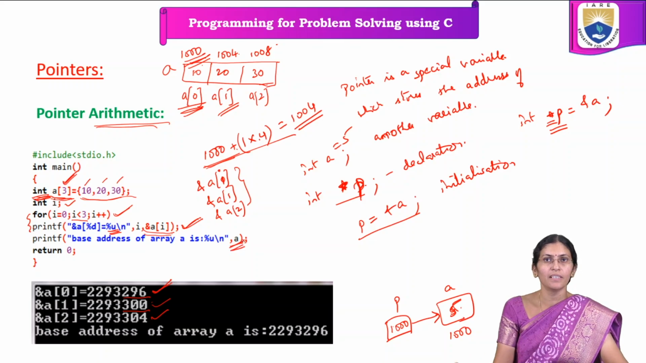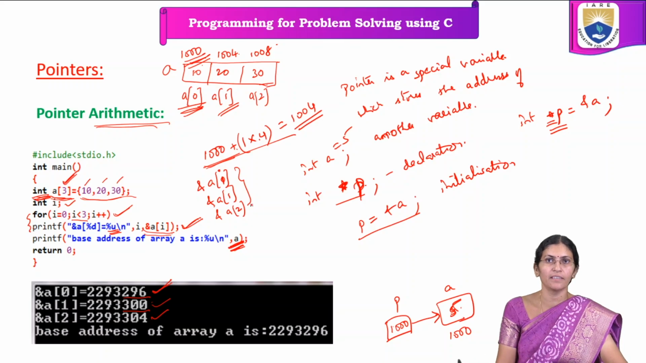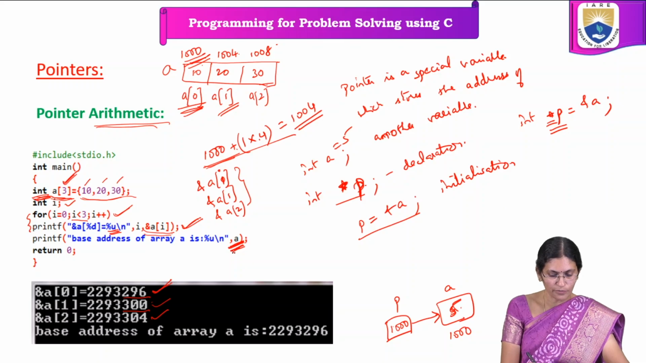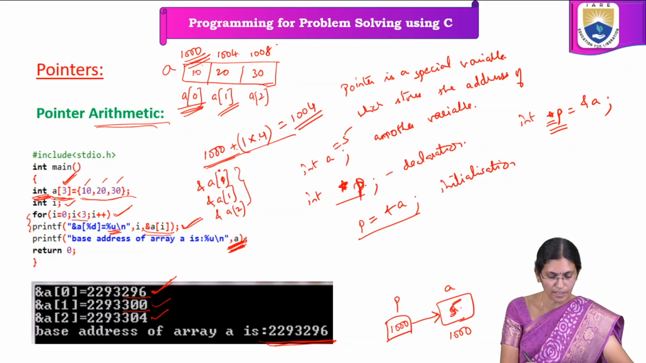Now you can also print the base address of this array by using the array name. The array name here is A. The array name is nothing but a pointer to the first element of the array. That means it stores the address of the first element of the array. So if you print the value of A, you will get the base address. The first element address will be the same as this value A, because A is an array name and it stores the base address of the array.